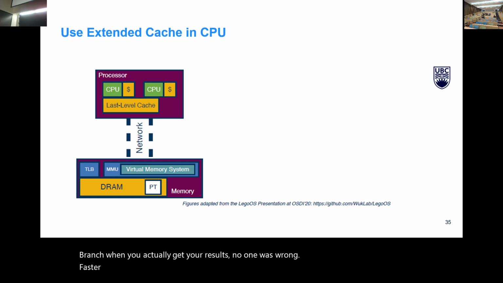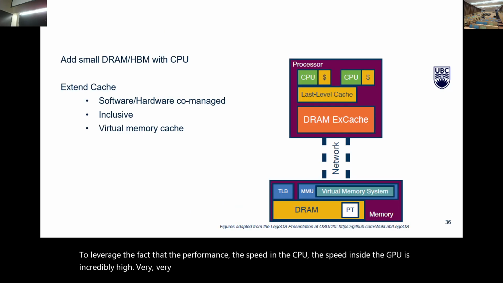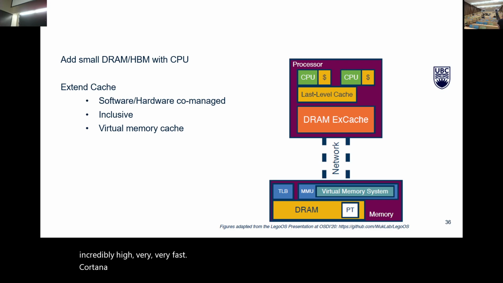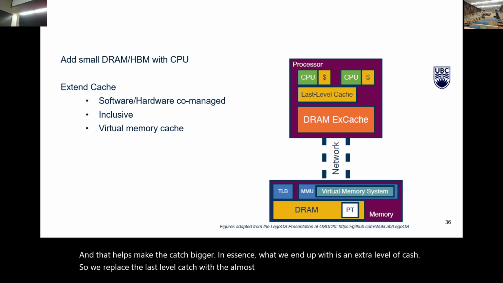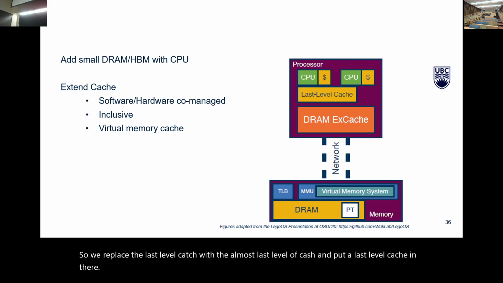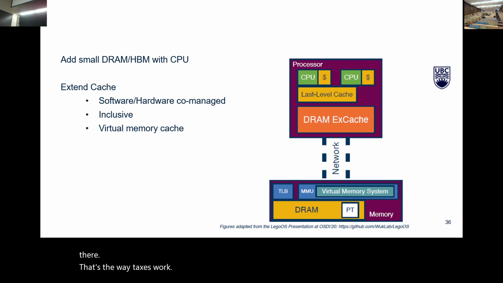It's pretty cool. So we end up using these kinds of tricks to leverage the fact that the speed inside of a CPU, inside of a GPU, is incredibly high. Very, very fast. So, of course, then we put a little bit of DRAM back in the CPU because we can. Okay, fine. And that helps make the cache bigger. In essence, what we end up with is an extra level of cache. So we replace the last level of cache with an almost last level of cache and put a last level cache in there. Okay, fine. That's the way caches work. Caches work going from fastest to less fast to slower to even slower than that to slowest.